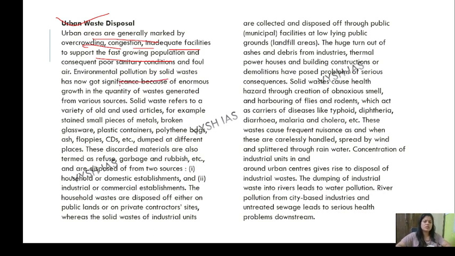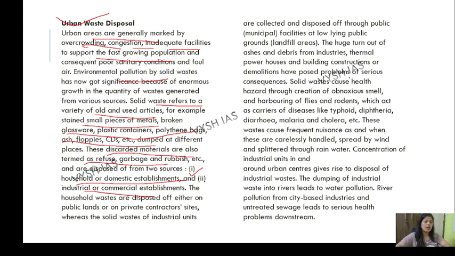Environmental pollution by solid waste. Solid waste, what is solid waste? Old and used articles, for example, stained small pieces of metal, broken glassware, plastic containers, polythene bags, ashes, and all these things. These discarded materials are also termed as refuse, garbage. So basically, garbage comes from two sources: household and domestic establishments, and industrial and commercial waste. The phone which you are not using right now and you have kept it, like, okay, it is my first waste. So that's also garbage in itself.